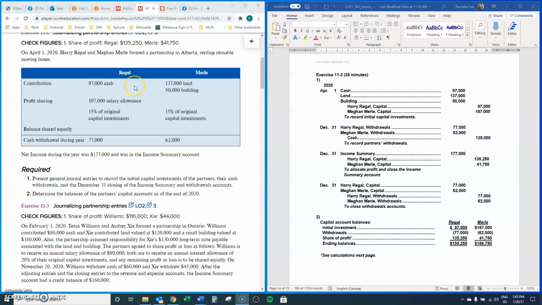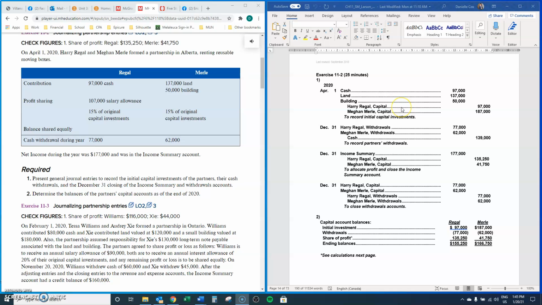So one contributed $97,000 in cash, the other contributed land and a building. So we debit each of those accounts, because by debiting these asset accounts, we're increasing the value in that account. So we debit cash $97,000, debit land $137,000, debit building $50,000. Then we credit their capital accounts accordingly to what each one contributed.